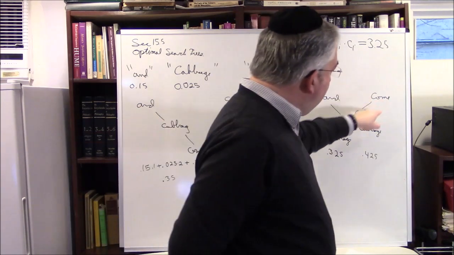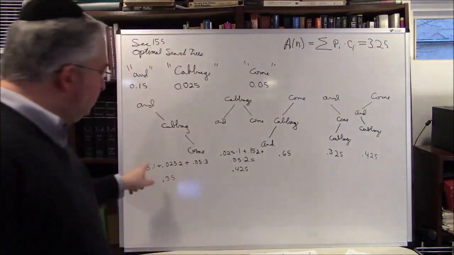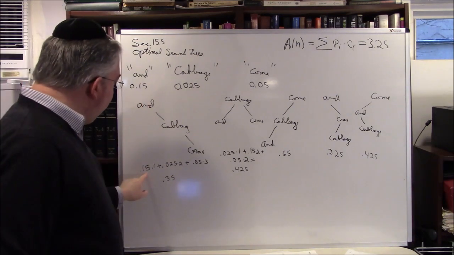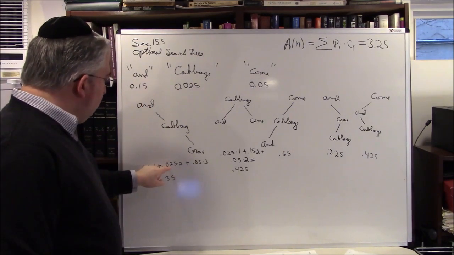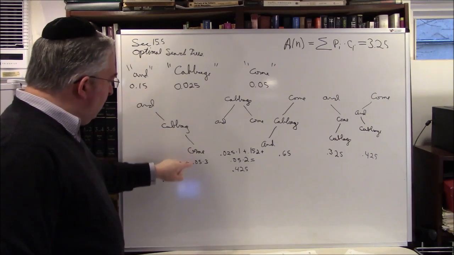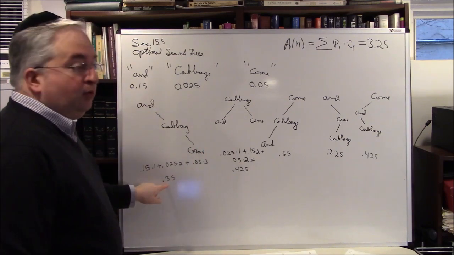Or you can have cum, and cabbage is to the more of that. Okay, let's just go through. You can calculate each one of them. And is 0.15 times 1 operation. Cabbage is 0.25 times 2 operations to get to there. And cum is 0.05 times 3 operations, 1, 2, 3, and you get 0.35.